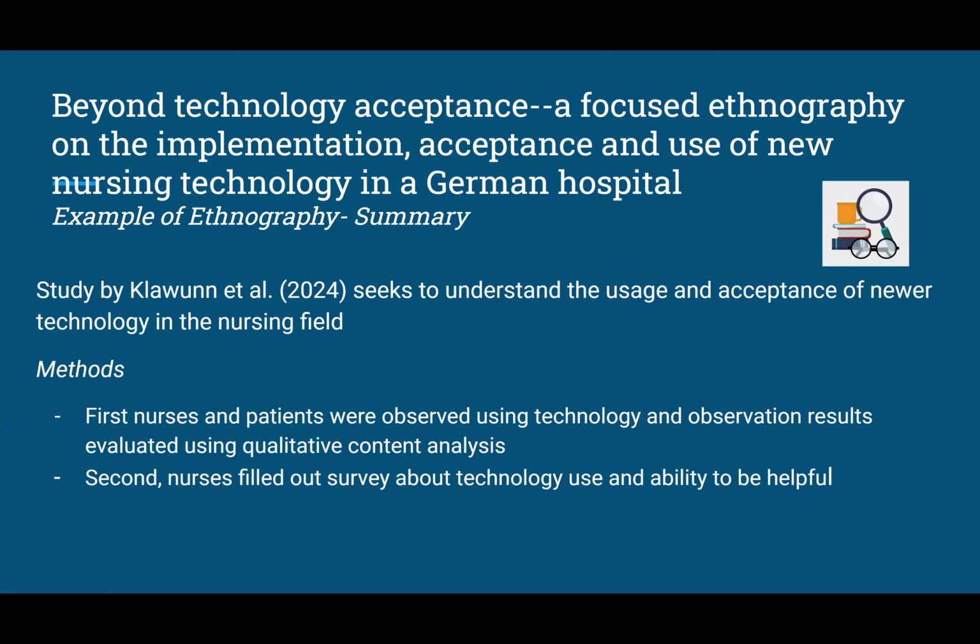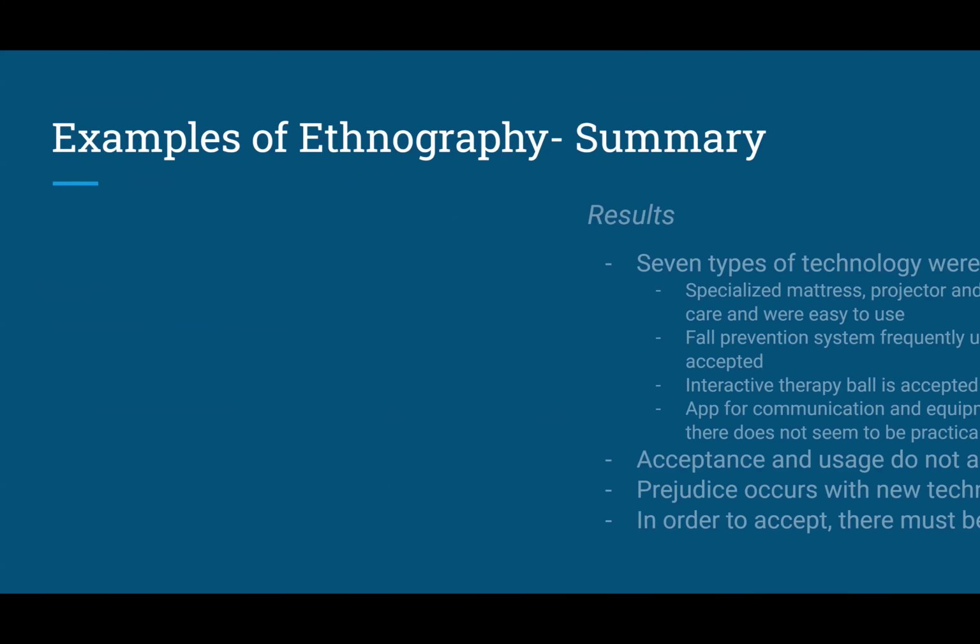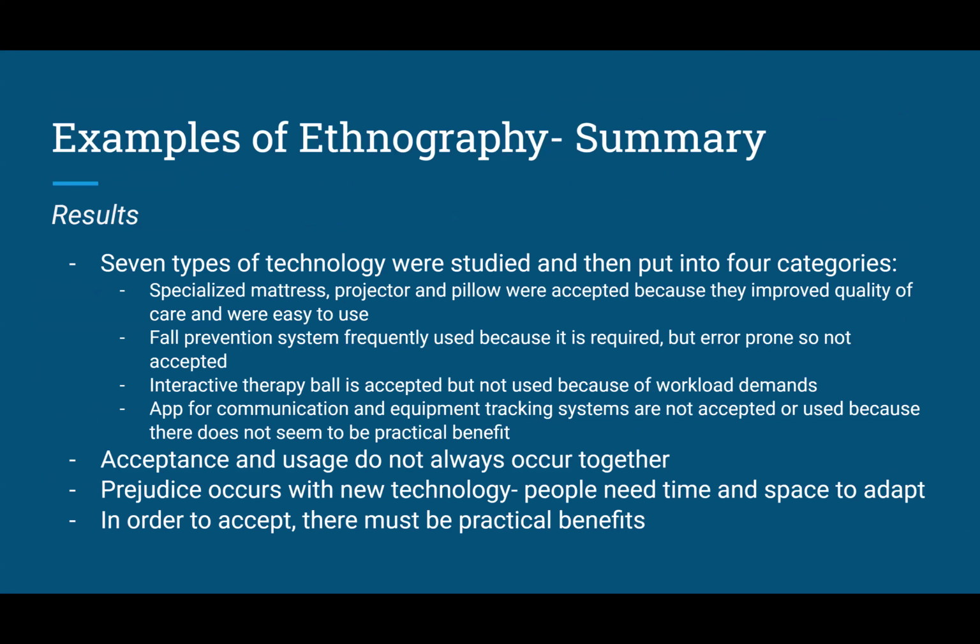In order to do this, first they had volunteers who went in and observed the nurses and the patients interacting with the technology, and they recorded what they observed, and then the researchers used this qualitative evidence and analyzed it. Second, the nurses filled out surveys about technology use and how helpful they thought it was. For the results, there were 7 different types of technology studied, and the researchers were able to put them into 4 categories.